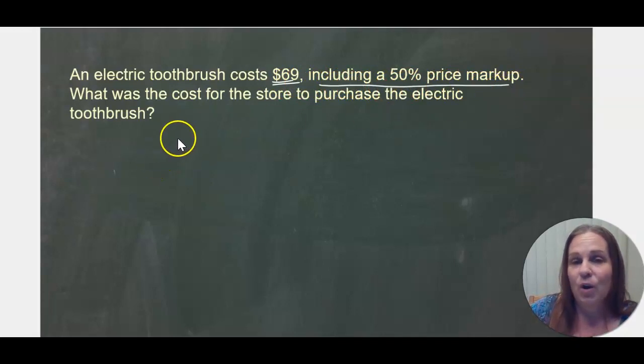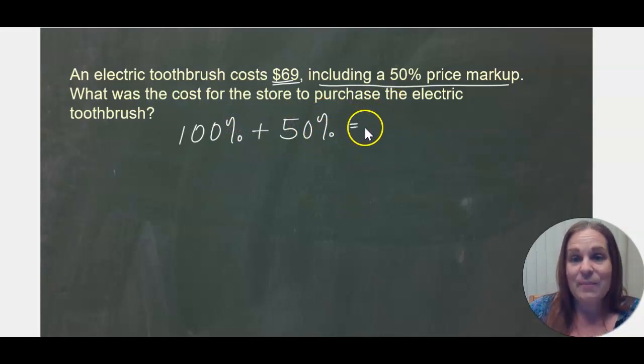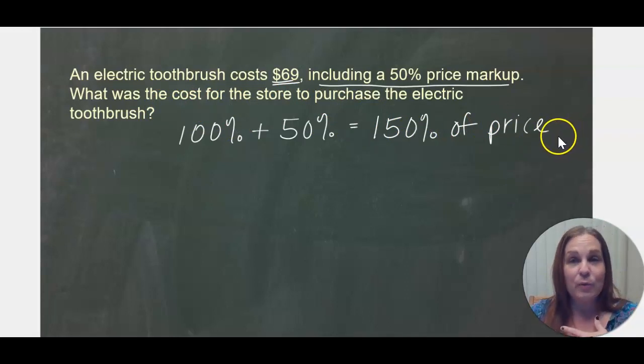So not only are we paying 100% of the price, we're paying an extra 50% markup. That means we are paying 150% of the price, or the cost for the store to purchase it, right? 150%, because we're paying the full 100% of what the product costs plus a 50% markup, because the store's got to make its money somehow, right?